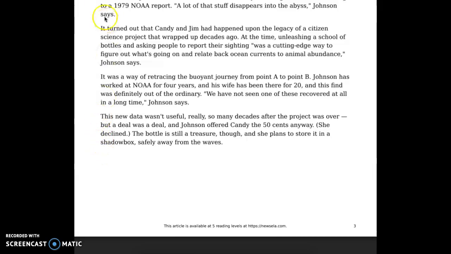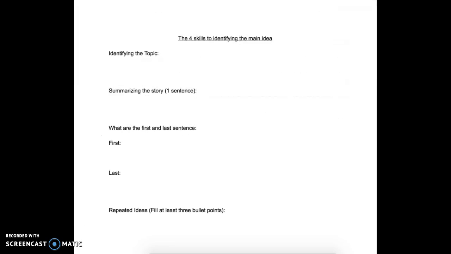And see, here we are back at the worksheet that asks us to dive in and look at the 4 skills in identifying the main idea. I think identifying the topic is that a bottle was found with a message inside. Summarizing the story in 10 to 12 words, I think forces us to look a little bit broader than that. I think we have to look at what came of it, what was expected from the bottle.